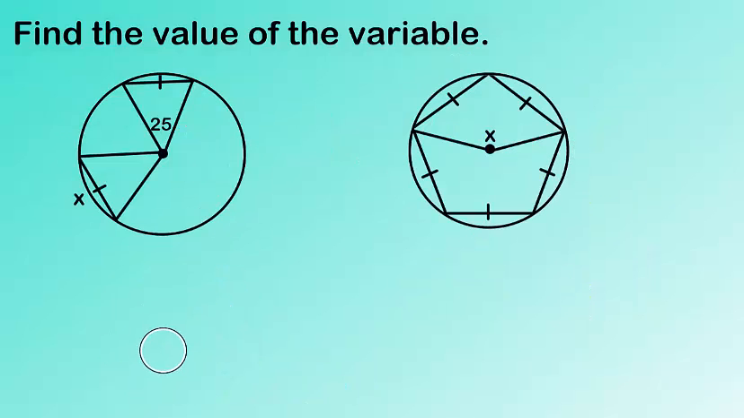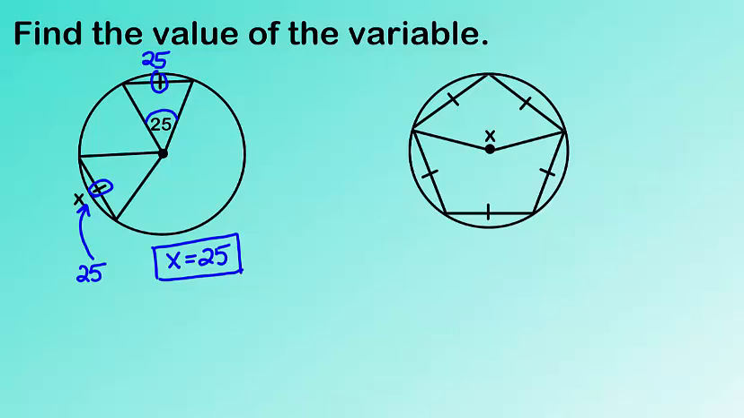Okay, and we're on our last set of examples. So I know that these two chords are congruent. And I know that this is a central angle, so this arc is 25. Because the chords are congruent, this arc will also be 25. So x is equal to 25.